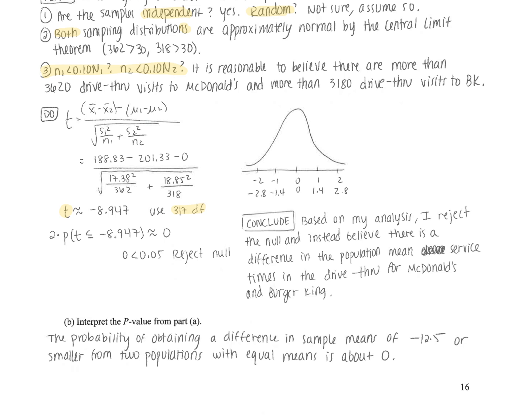Karina. Where did the negative 12.5 come from? That is such a good question. Okay, thank you for asking that. This negative 12.5 comes from the actual difference. So these are our two sample means. If you subtract those, that's the negative.